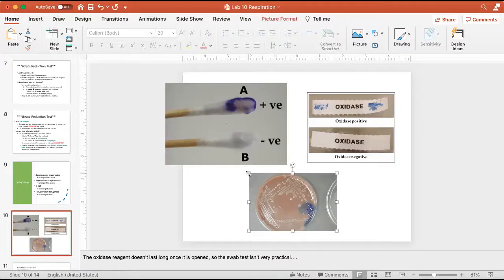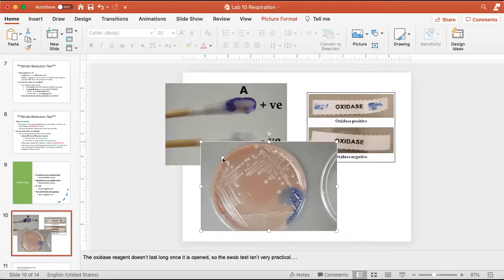Now, a couple other things here. You can see that down here, what they did was they took the oxidase reagent and they just dripped it right onto the plate, right on top of the colonies themselves. In other words, they didn't pick up the colonies with the swab. They just left them on the plate and dropped the oxidase reagent right on top. You can do that. That's fine. You can see it turned purple because cytochrome C oxidase was present.